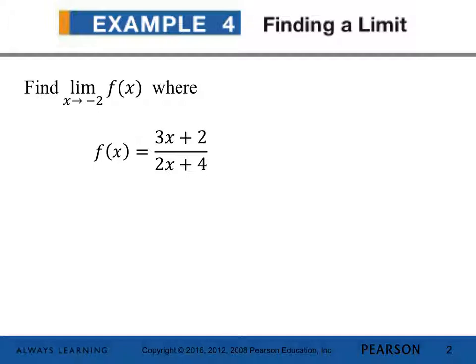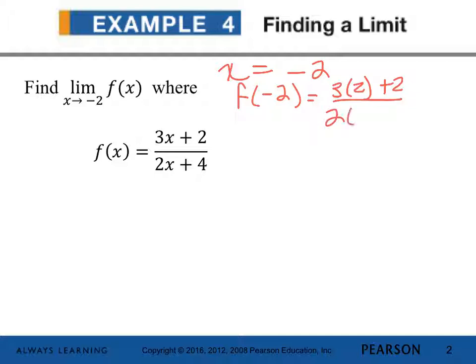Now in this case, we're trying to let x approach negative 2. And what you need to notice here is that if x is equal to negative 2, then f of negative 2 is 3 times negative 2 plus 2 over 2 times negative 2 plus 4, which means that f of negative 2 is negative 6 plus 2 is negative 4, over 2 times negative 2 is negative 4 plus 4 is 0. So f of negative 2 is actually undefined.